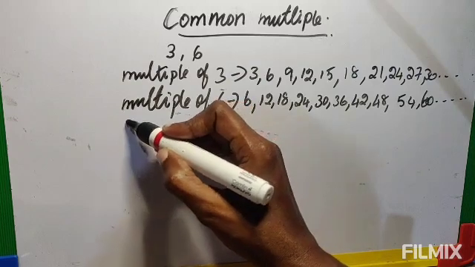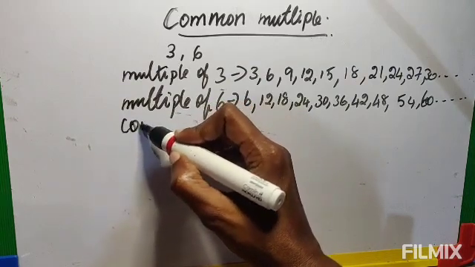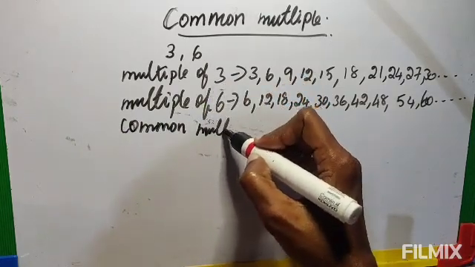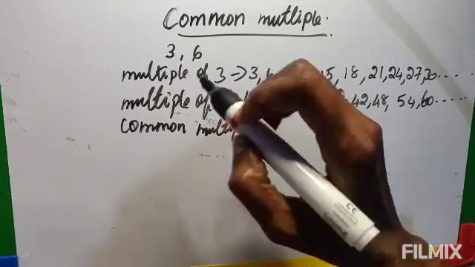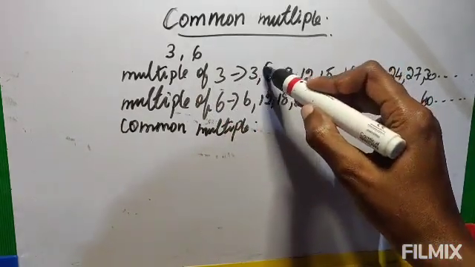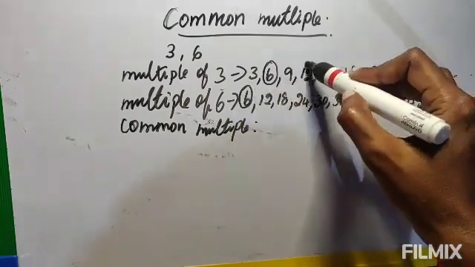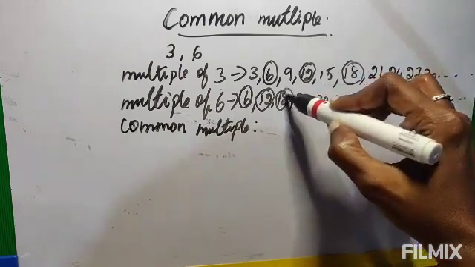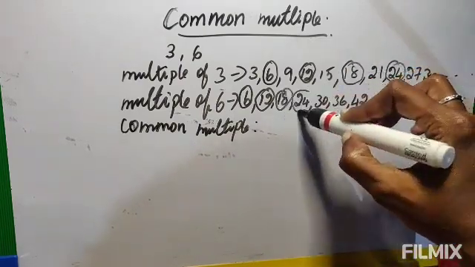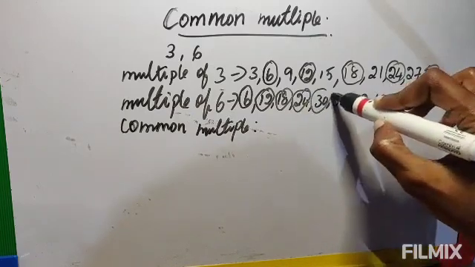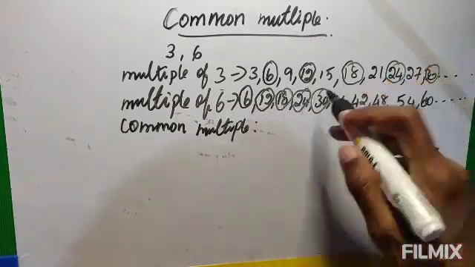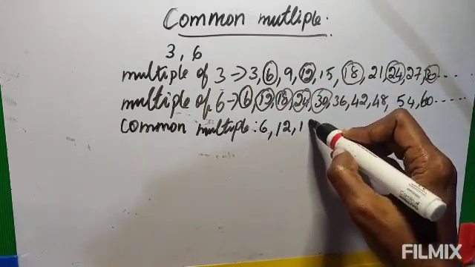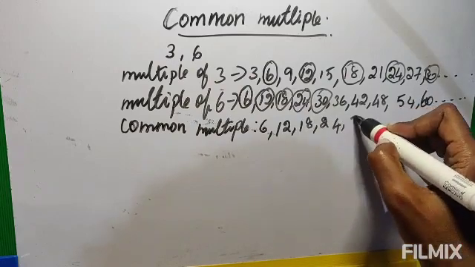Now common multiple. Common, from the word itself you can understand. From these two lists of multiples, you have to find which are the common ones. First you circle the common numbers. Here 6 is here, here also 6. Again 12 here, 12 here also. 18, 18, again 24, 24, 30 and 30, and it will go on. We have written only 10, so we have got this much. The common multiples we have got are 6, 12, 18, 24, 30.